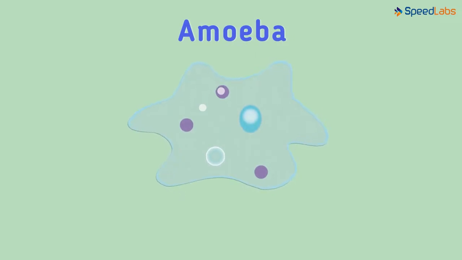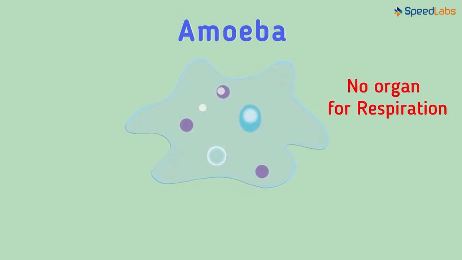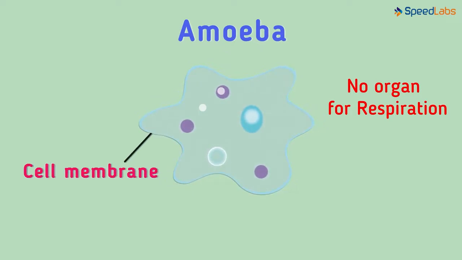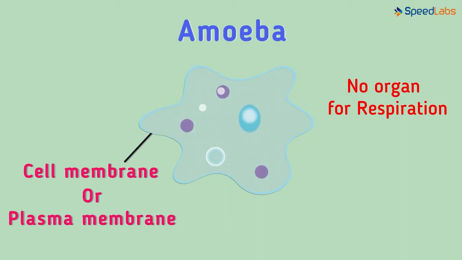In one of our tutorials about digestion, we had seen the structure of amoeba. We know that it's a unicellular organism that lives in fresh water. It does not have a specialized organ as such to perform the process of respiration. So the respiration in amoeba takes place through its cell membrane, which is also called the plasma membrane. The oxygen gas diffuses inside the body through the cell membrane, and the carbon dioxide gas is also let out in the surrounding water through the same process of simple diffusion.